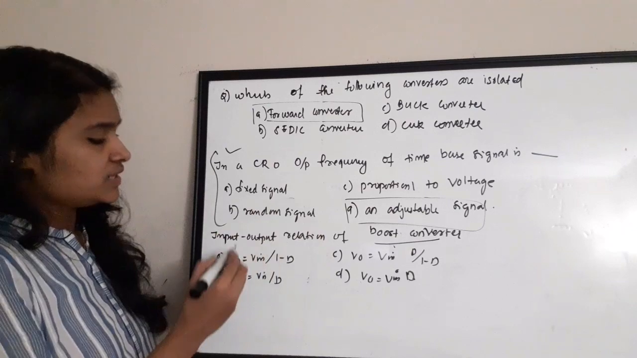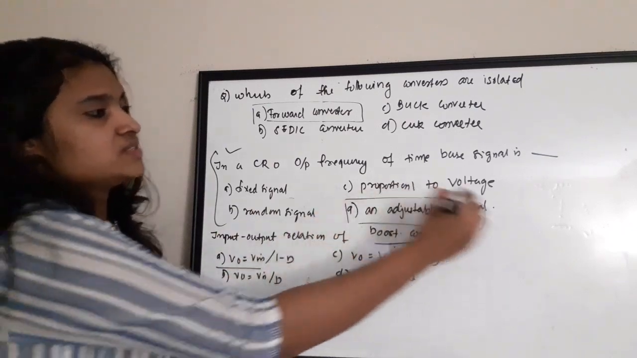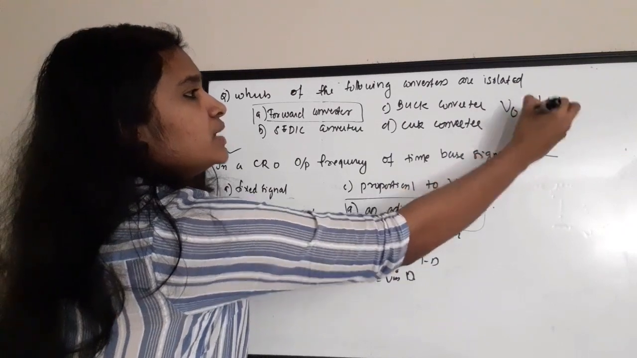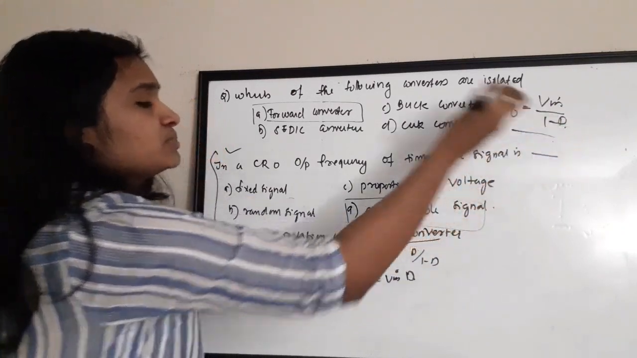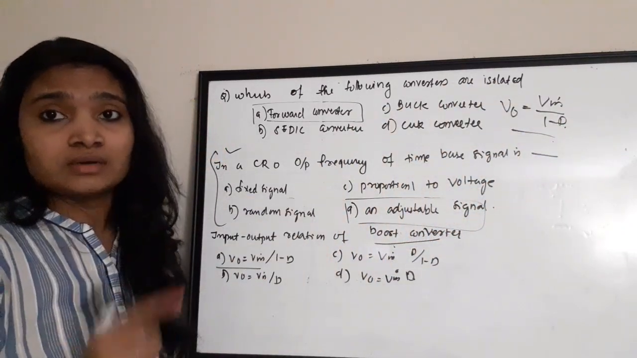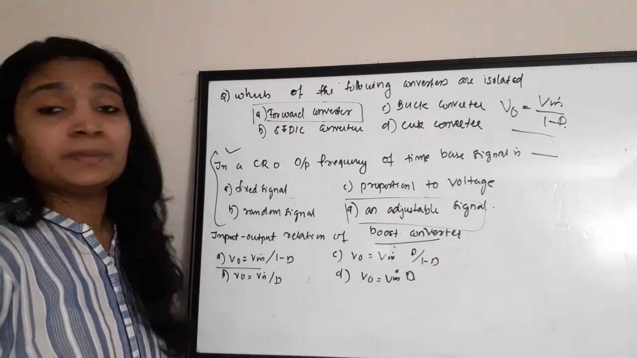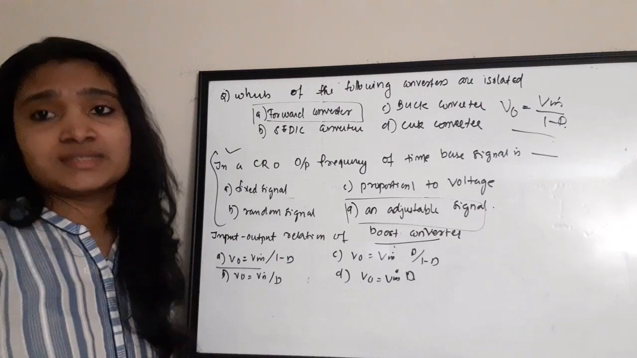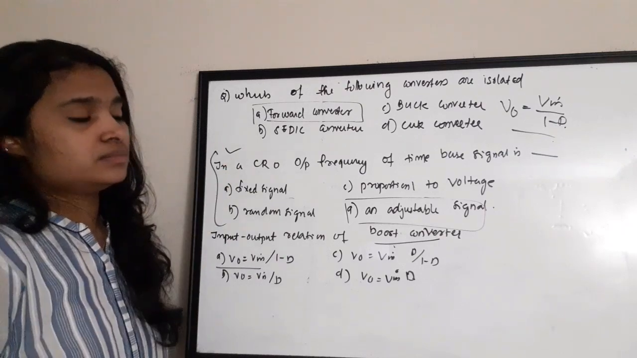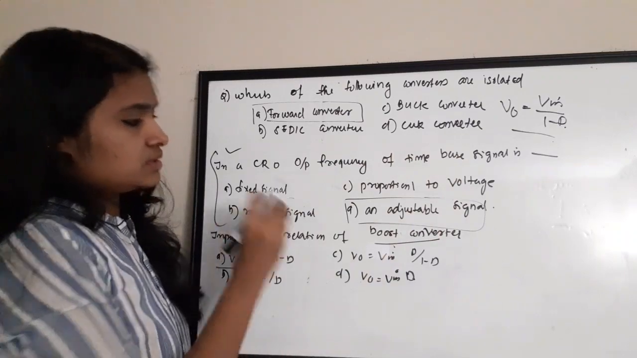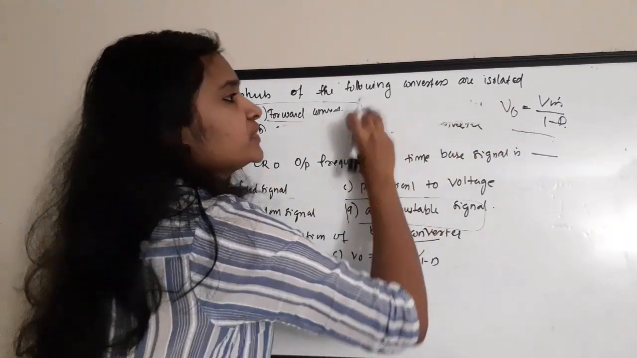Okay, so what is the relationship here? The input-output relationship is this. V out is equal to, I'll write it here, V out is equal to V in by 1 minus D is the relationship. Where V out is your output signal, V in is the input signal, and D is the duty cycle. I'll draw the circuit for this boost converter here.